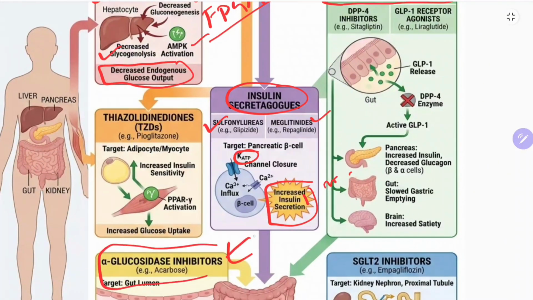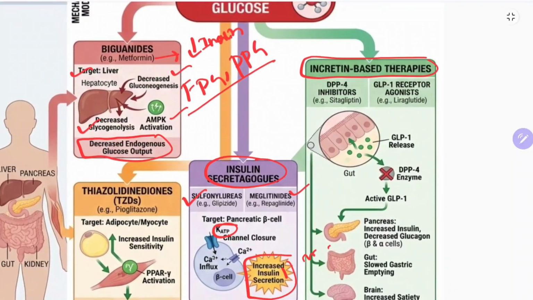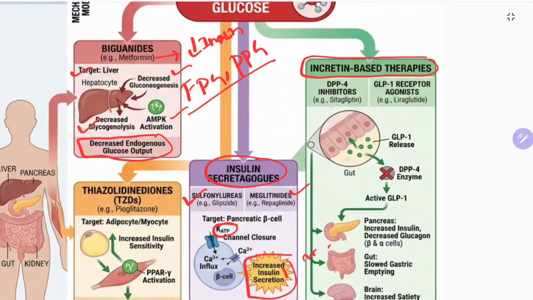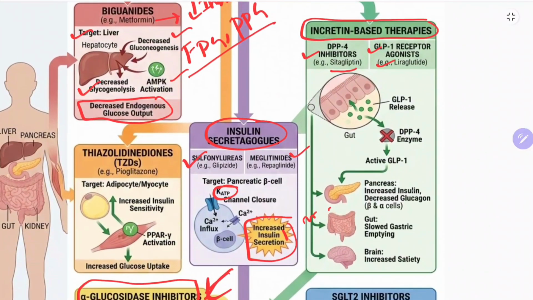These are not very much used, because they cause a lot of GI adverse effects. So DPP-4 inhibitors, example is sitagliptin, and second is GLP-1 receptor agonists, examples are liraglutide, semaglutide. So these are the drugs. They will amplify the insulin release after meals, mainly after meals, by increasing the insulin secretion and decreasing the glucagon secretion. That is one thing they will do.